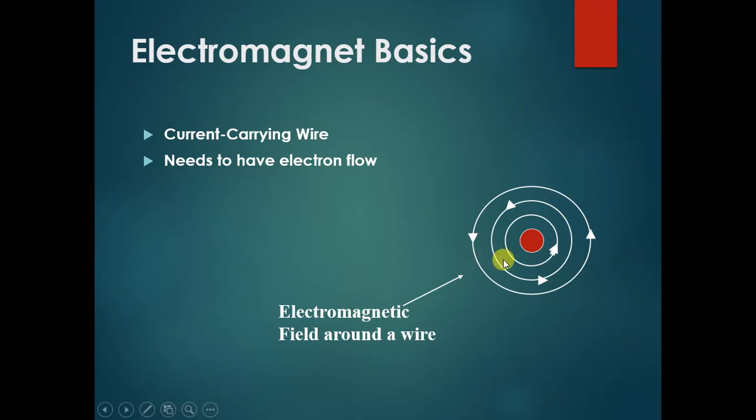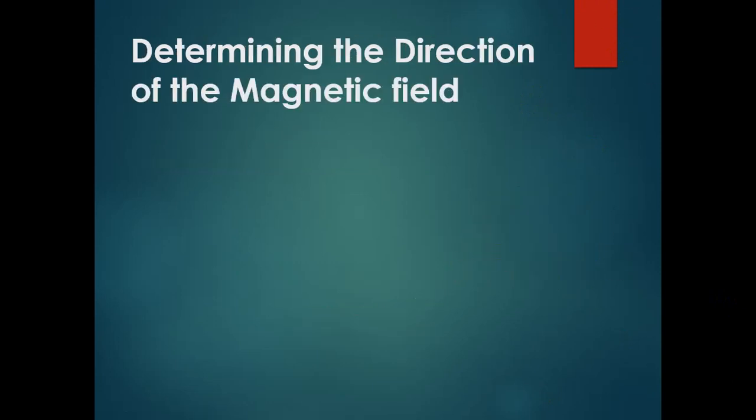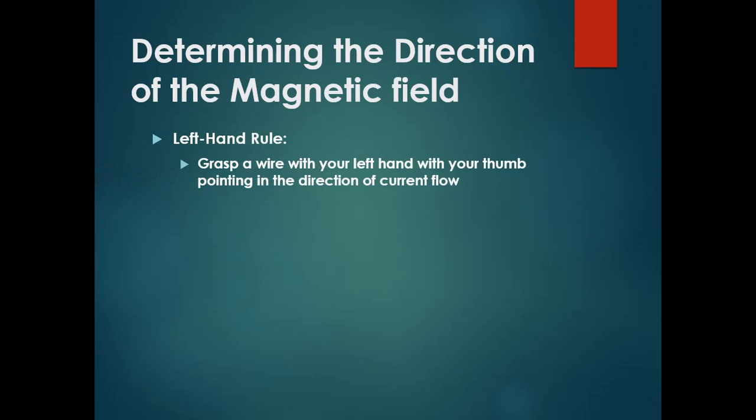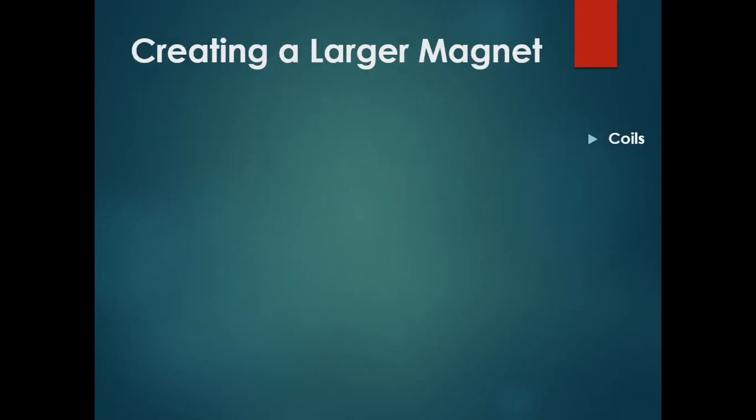So this is the requirement: determining the directions of the magnetic field. How will we determine it? The left hand rule is there. Grab a wire with your left hand with your thumb pointing in the direction of current flow. Then your fingers around the wire point in the direction of the field.